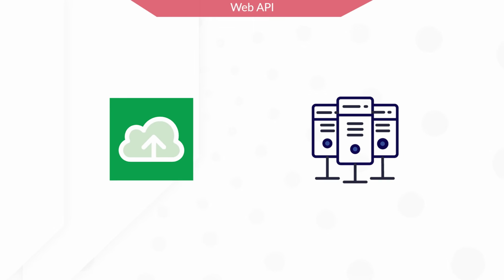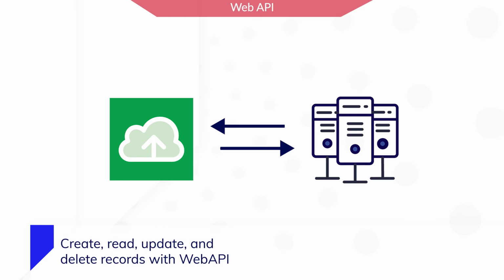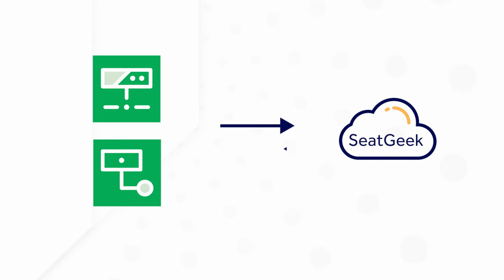The Appian Web API, on the other hand, is used when an external system initiates a call to Appian. This can be used to create, read, update, or delete a record, as well as to kick off an Appian process. In this tutorial, we will use a connected system and integration to call SeatGeek's Web API.